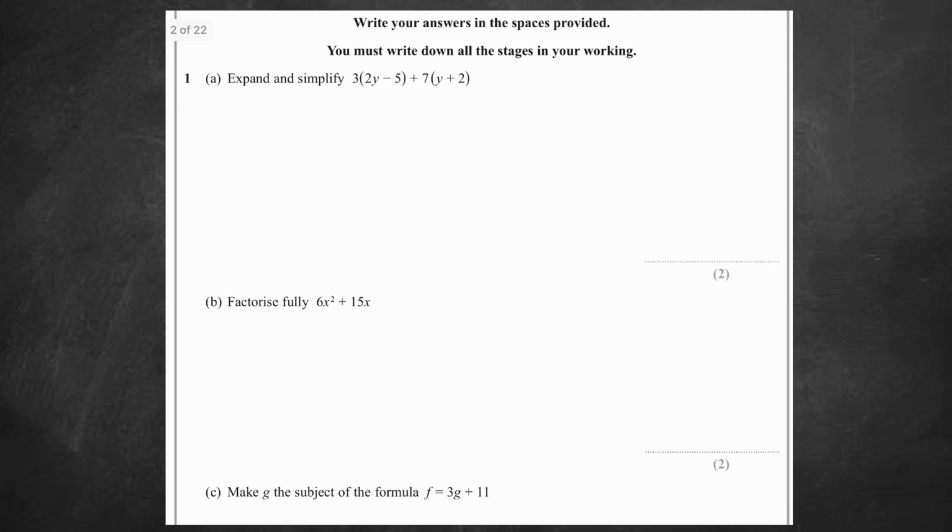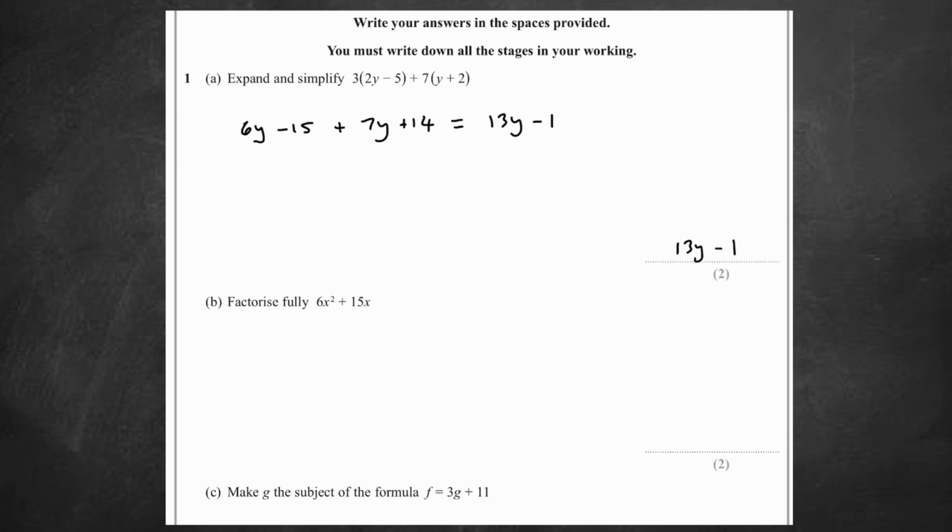Question number 1. Expand and simplify 3 lots of 2y minus 5 plus 7 lots of y plus 2. So 3 lots of 2y is just 6y, 3 lots of minus 5 is minus 15, plus 7 lots of y is 7y. 7 times 2 is 14. Put all the y's together, put all the numbers together, we're going to get 13y minus 1.